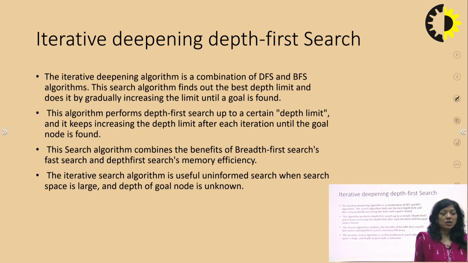This search algorithm combines the benefit of breadth first search's fast searching and depth first search's memory efficiency. So, we can say that the iterative deepening search algorithm is a perfect combination of DFS and BFS. The iterative search algorithm is a useful uninformed search when the search space is large and the depth of the goal state is unknown.